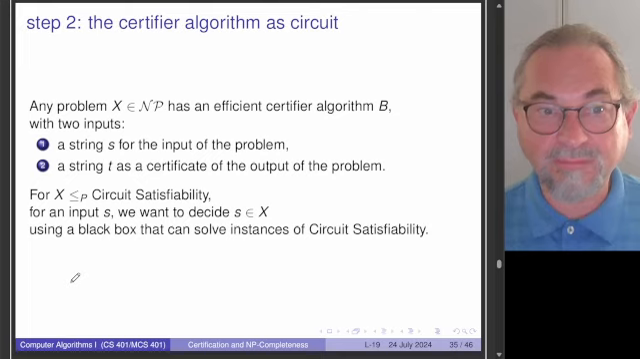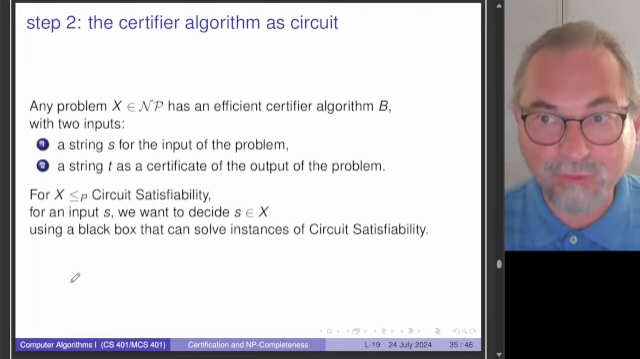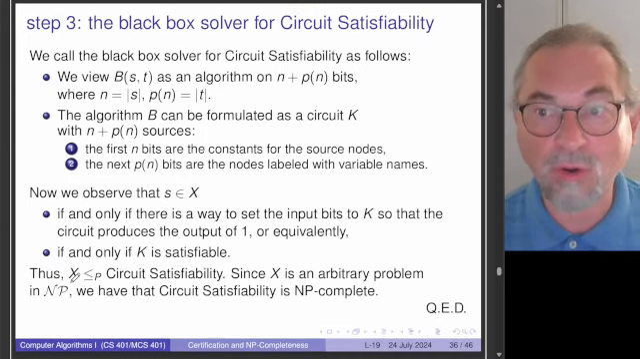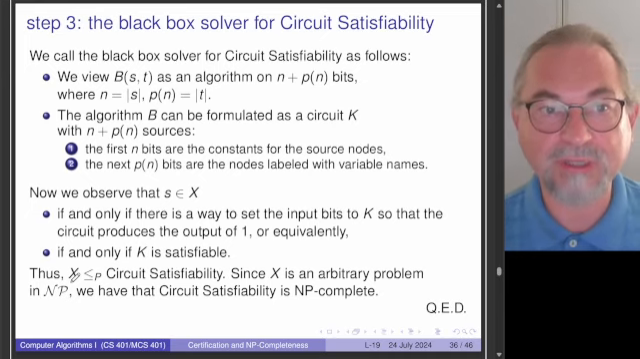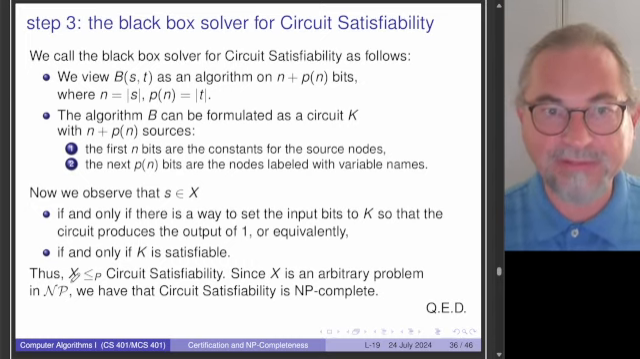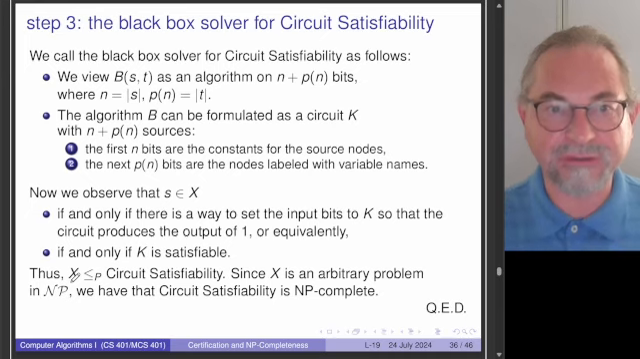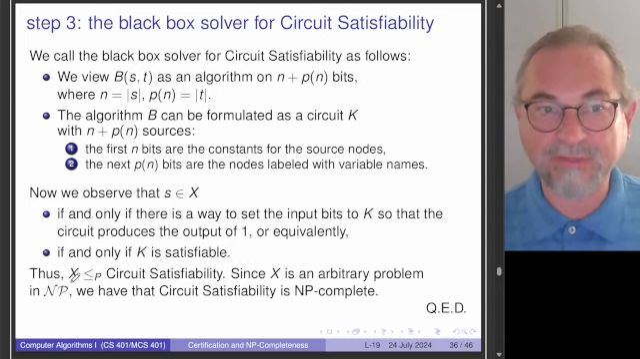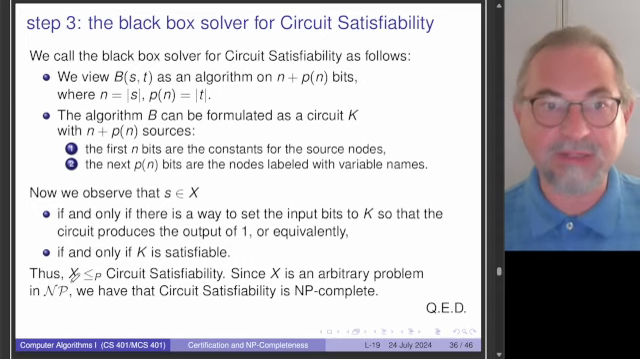Okay, so we have a black box solver for the circuit satisfiability problem. And we will call this black box solver as follows. Our certifier that we have for the problem X, which belongs in NP, is an efficient algorithm. Therefore, we can formulate it as a circuit. And the size of that circuit will be polynomial in the input size and the size of the certificate.